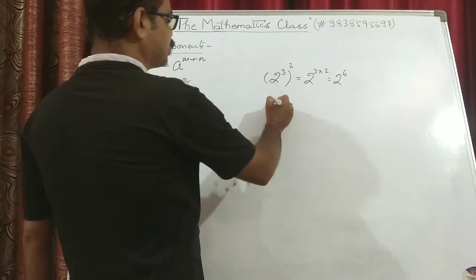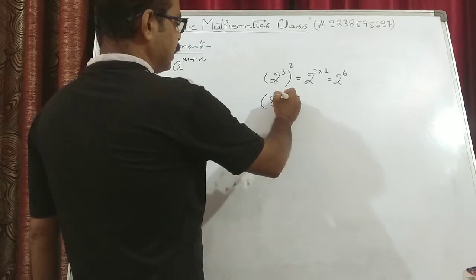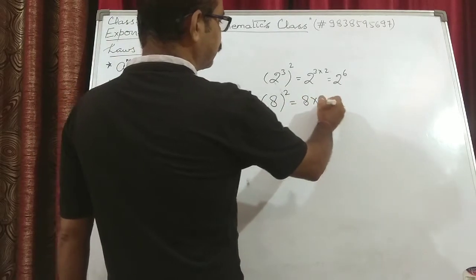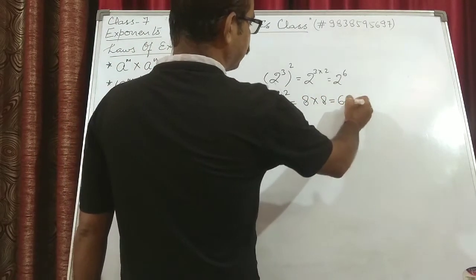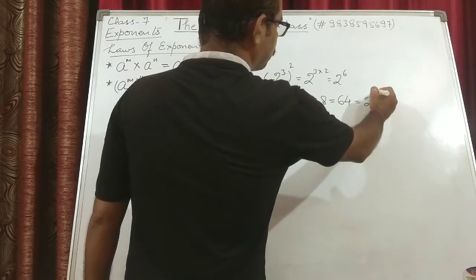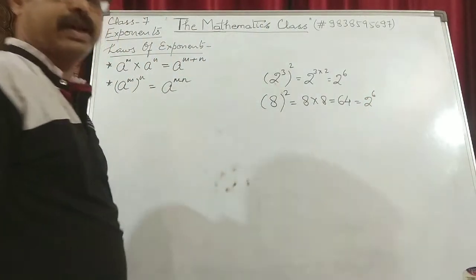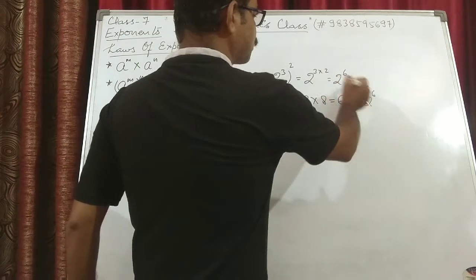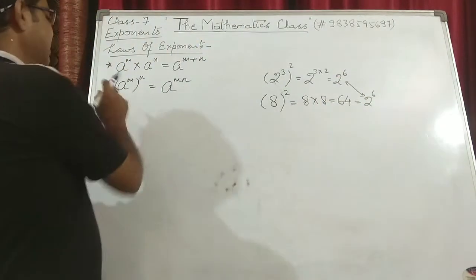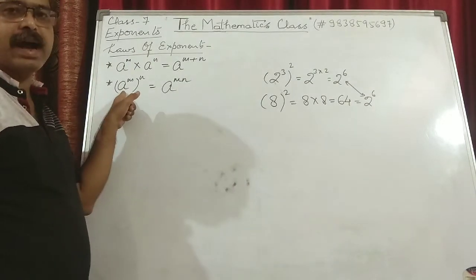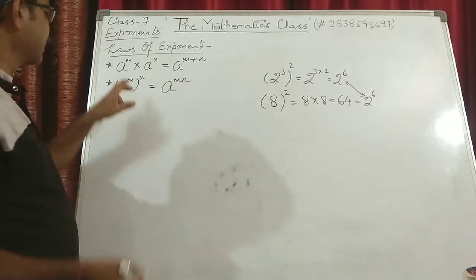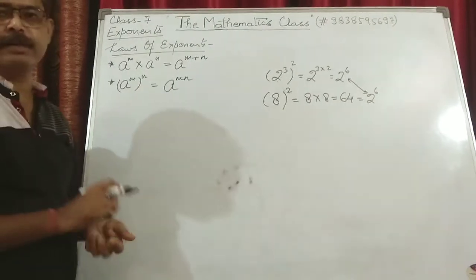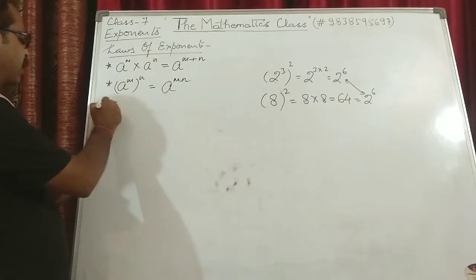And 2 cube is what? Generally 2 cube is 8, and 8 square means 8 into 8. 8 into 8 is 64, and 64 is 2 to the power 6. 2, 4, 8, 16, 32, 64. So you can see that these two are equal. It means if there is a base and there is an exponent and there is a power of the exponent, then the powers get multiplied. This is the second law.